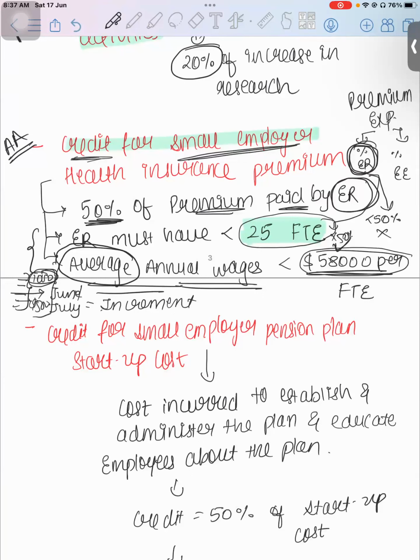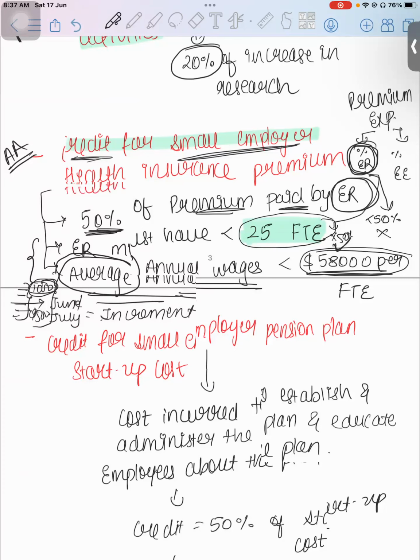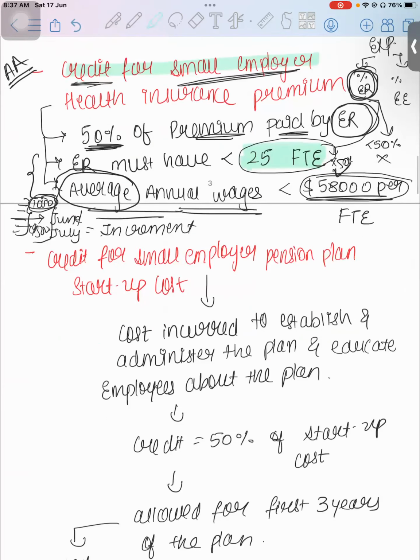Whatever insurance the employer has paid, you are not going to get the credit for that particular employee if his annual average wages are more than 58,000. Got it, guys? Any question in this? No questions? Okay.